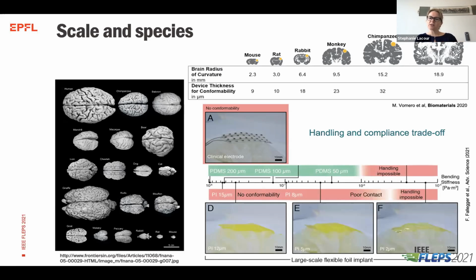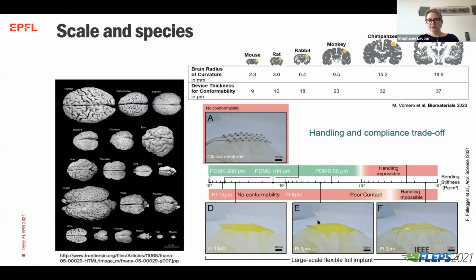So now if we actually look at the type of material we have at hand when we do this type of microfabrication for our soft ECoG, we typically play with two types of material: elastomers like PDMS or polyimide, which I wrote here as PI, which is a thermoplastic. And by playing with the thickness of this material, we've been exploring how we can have compliance and conformability.